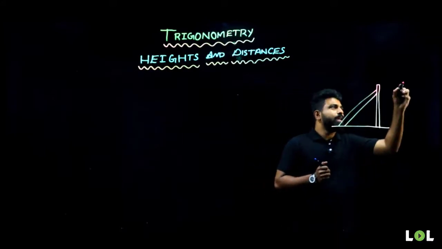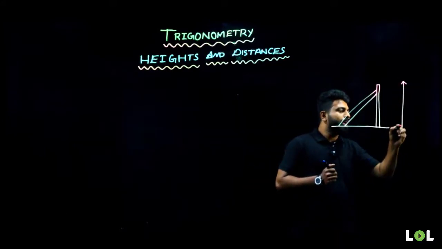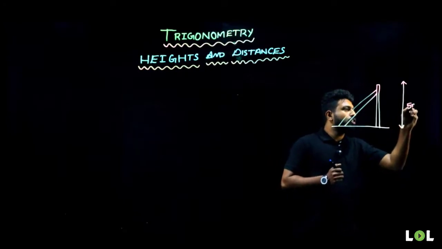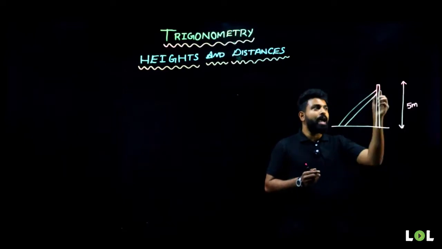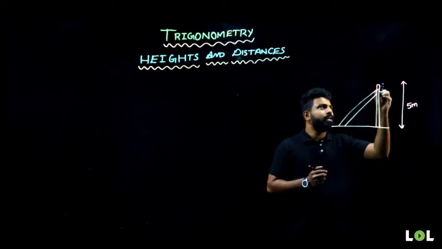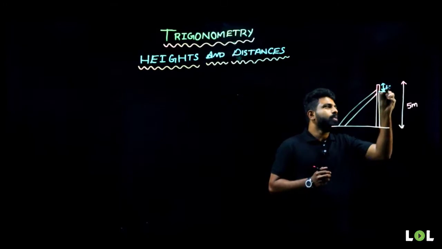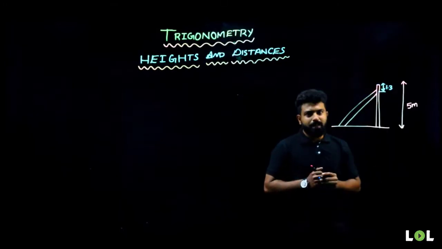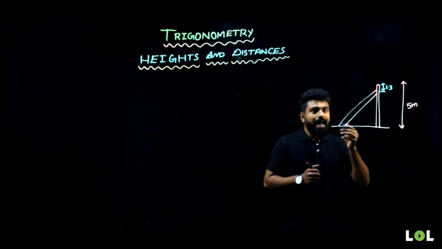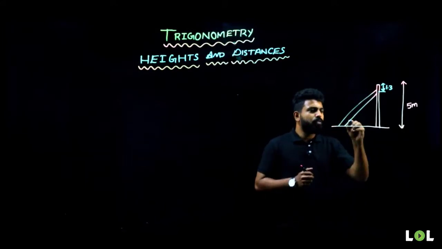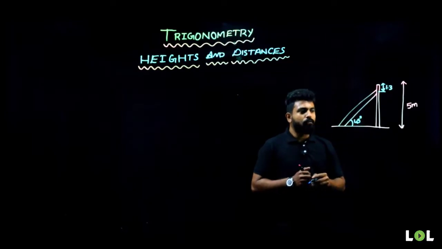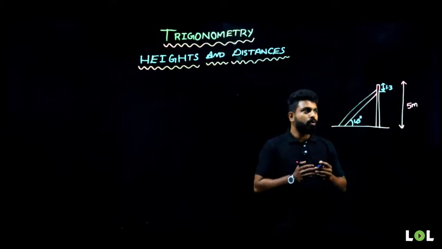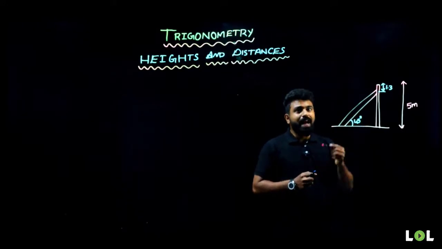Let's say the entire electric pole here is of 5 meters. The length of the entire electric pole is 5 meters. And the electrician is putting a ladder 1.3 meters below the topmost point of the electric pole. Now, the ladder that he has put is making an angle of 45 degrees with the ground here. Now, they'll ask you to find out the length of the ladder that he has put.